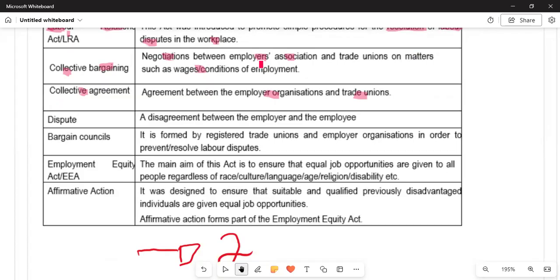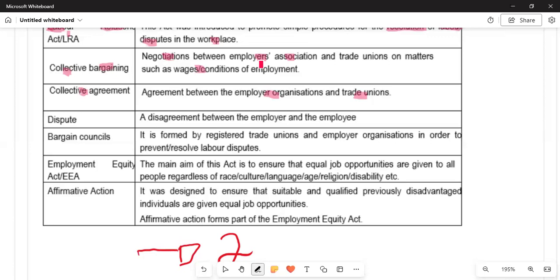Then we have a collective agreement between employers' organizations and trade unions. That is the agreement between these two parties, where trade unions represent the employees, and employers' organizations represent the employers.